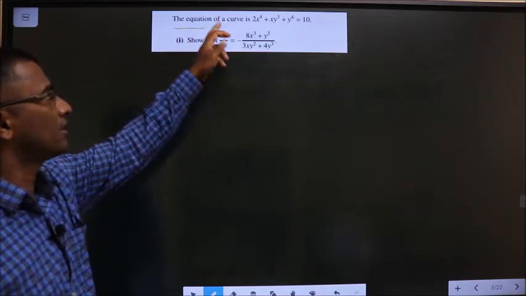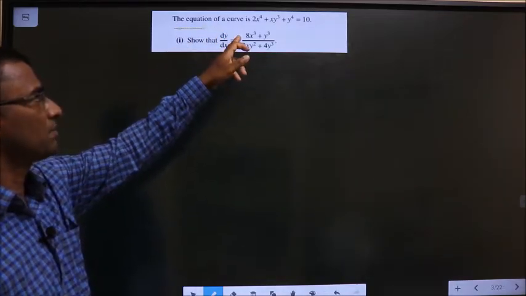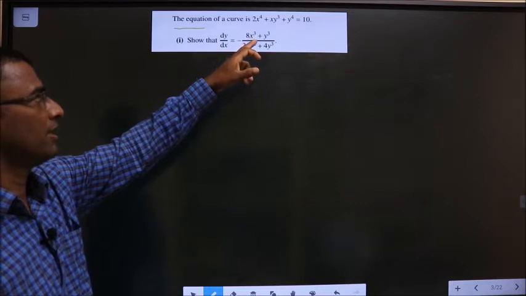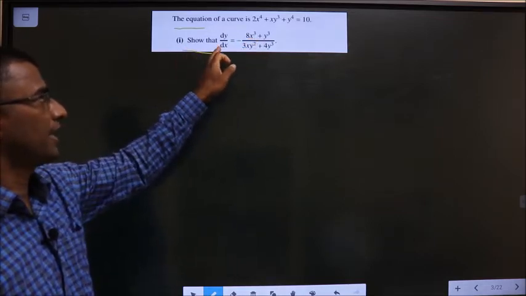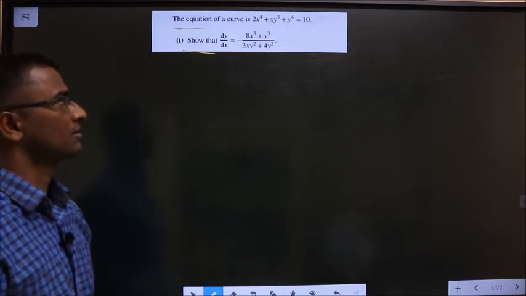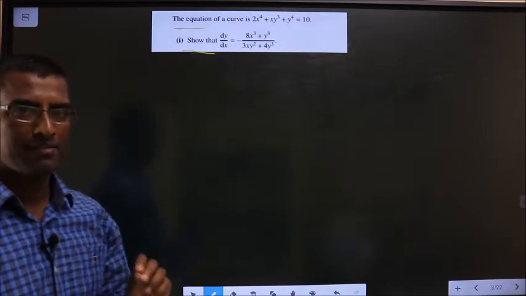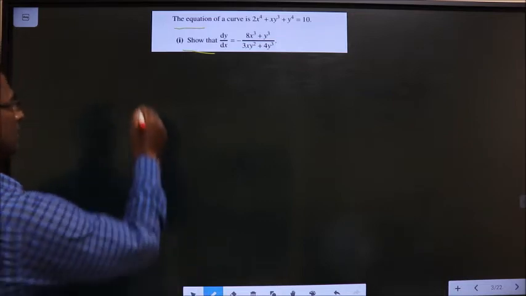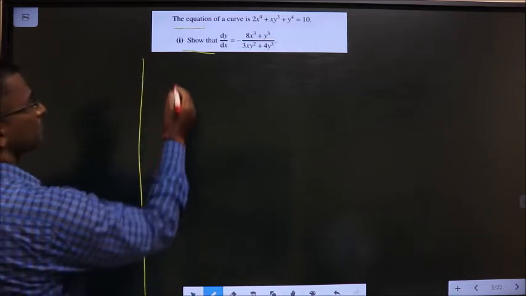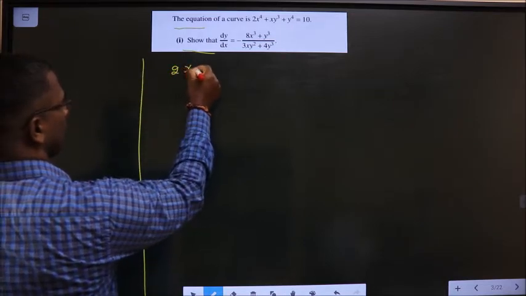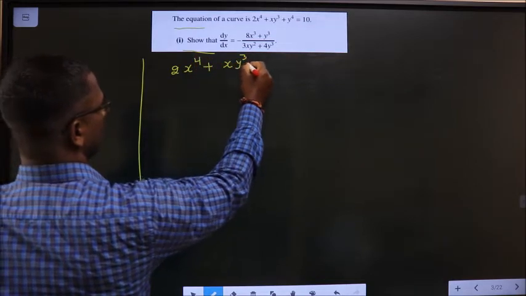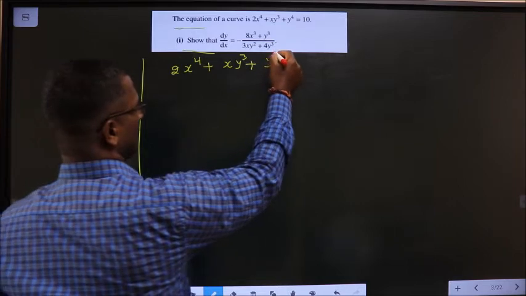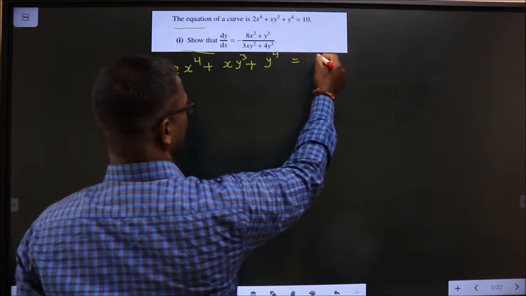The equation of a curve is 2x power 4 plus xy cube plus y power 4 equal to 10. Show that dy by dx equal to this. First, the given equation is 2x power 4 plus xy cube plus y power 4 is equal to 10.